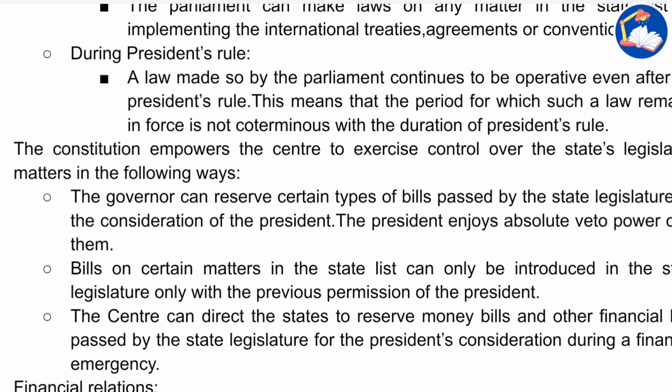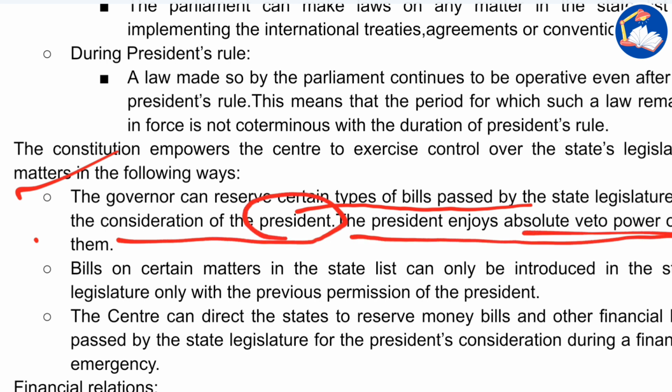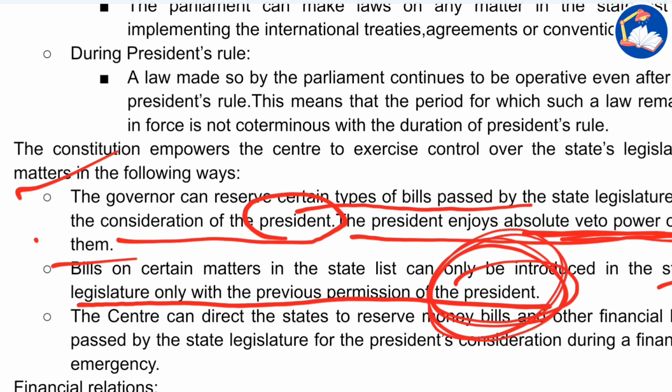The Constitution empowers the center to exercise control over state legislative matters in the following ways. By whom? The Governor. The Governor can reserve certain types of bills passed by the state legislature for the consideration of the President. The President enjoys absolute veto power over them. We will discuss veto power when we discuss the President chapter, nothing to worry about. The bills on certain matters in the state list can be introduced in the state legislature only with the previous permission of the President, not even the Governor.